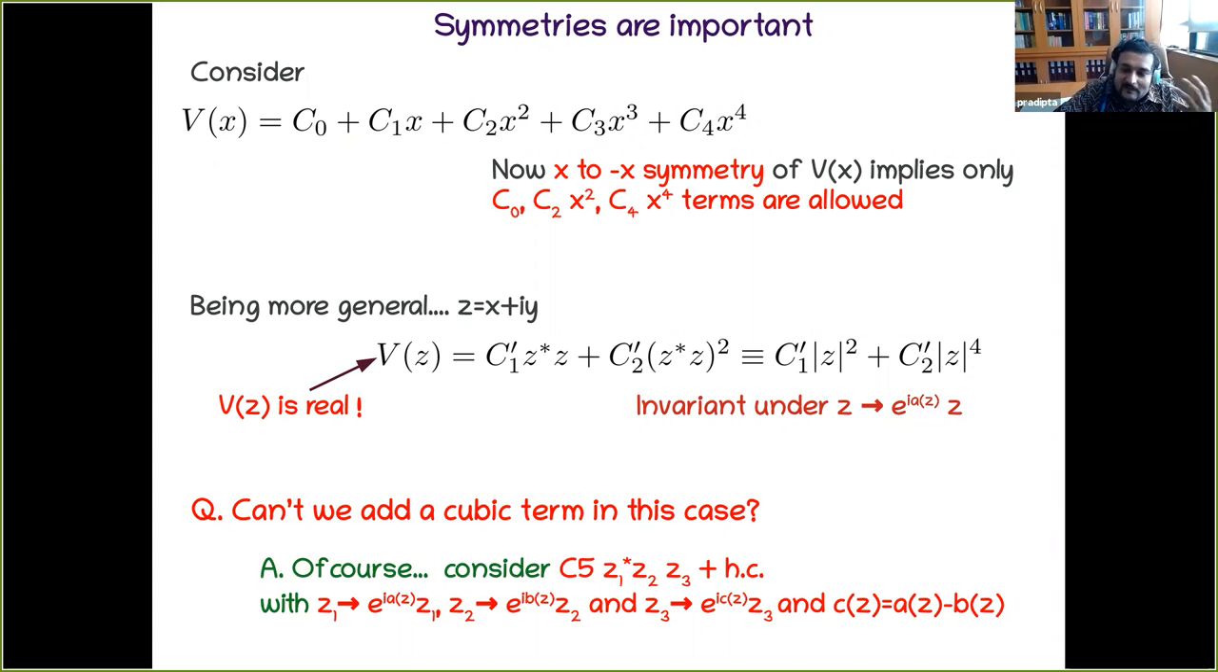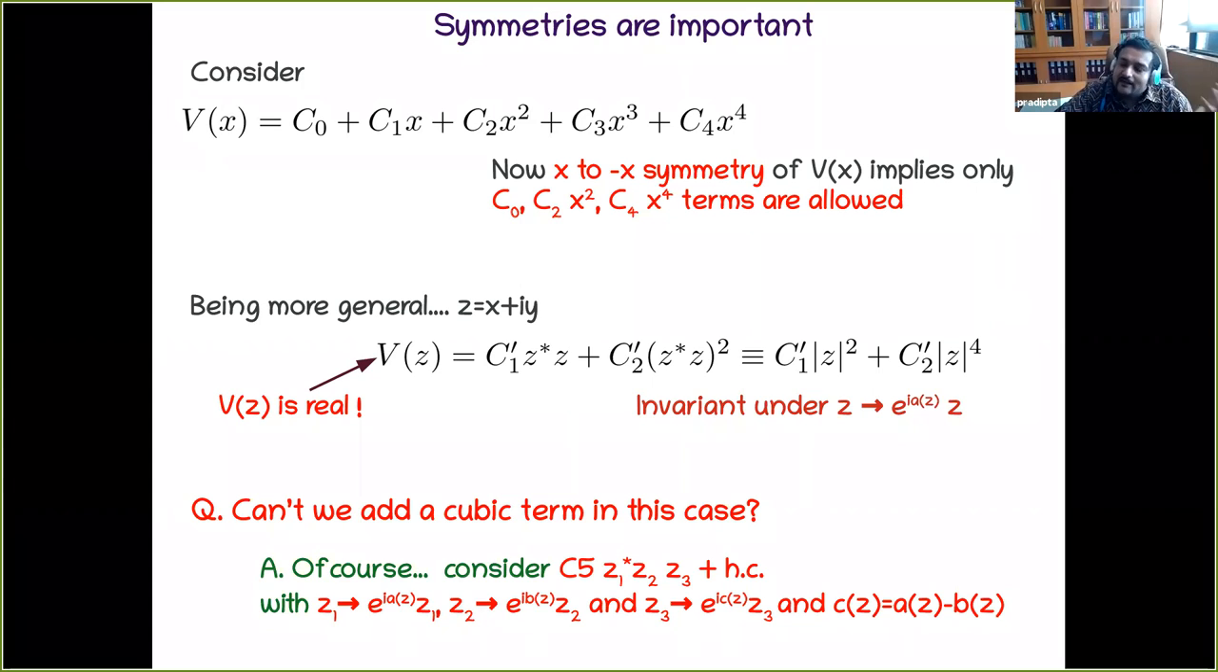Symmetries are extremely important in the context of physics. Why? Let us consider a generic potential, constrained to one dimension. If I would like to write a generic potential, there is a reason why I have kept terms of the order of x^4, but I don't want to dig into that. So this is a generic polynomial up to the fourth order.